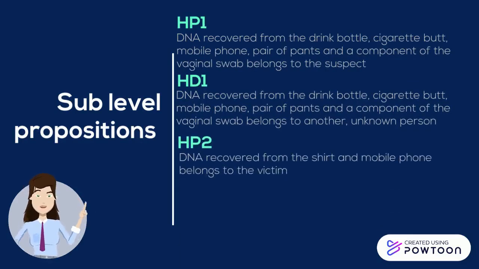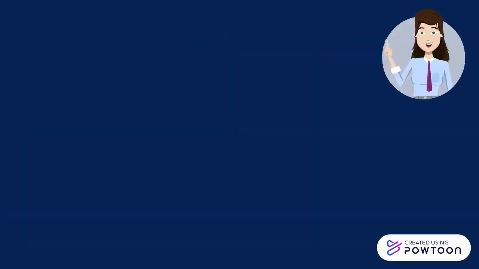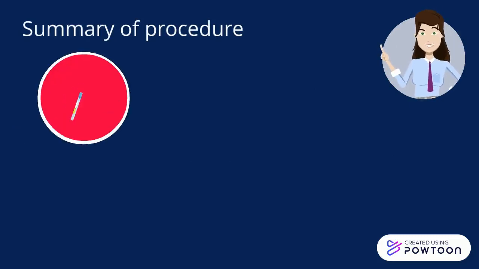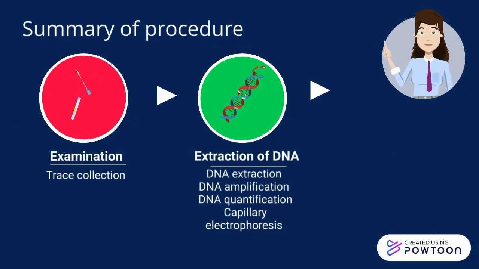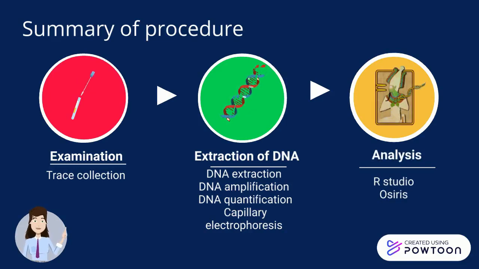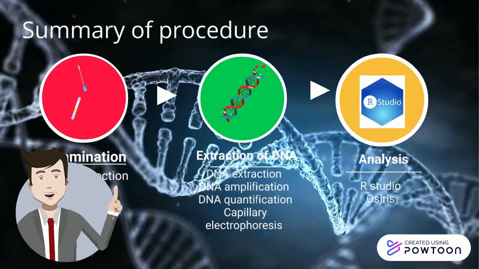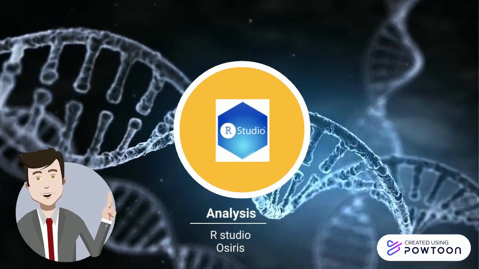The exhibits were examined and traces were collected and swabs were taken. All traces underwent DNA extraction, quantification, and amplification. The victim's vaginal swab was divided into two components. Following this, the samples underwent capillary electrophoresis, a process to separate and detect target DNA sequences required for the creation of a DNA profile. With this complete, analysis took place using Osiris and RStudio software in order to produce likelihood ratios. The sequences of DNA used to create a DNA profile are known as short tandem repeats.